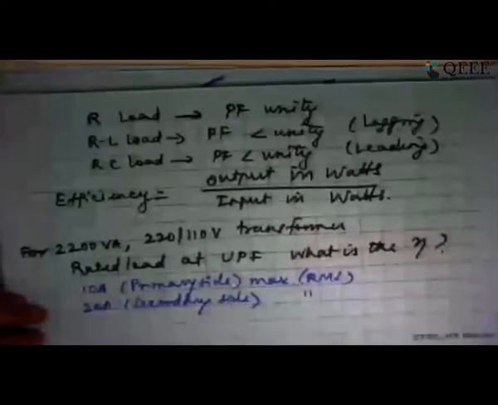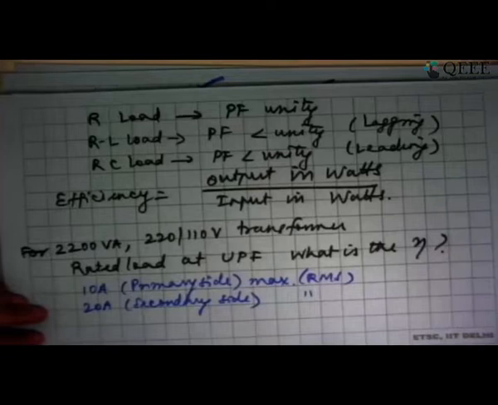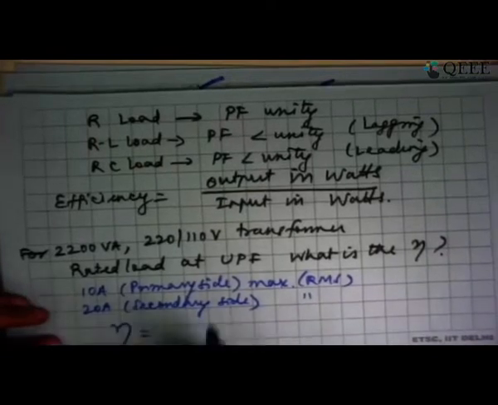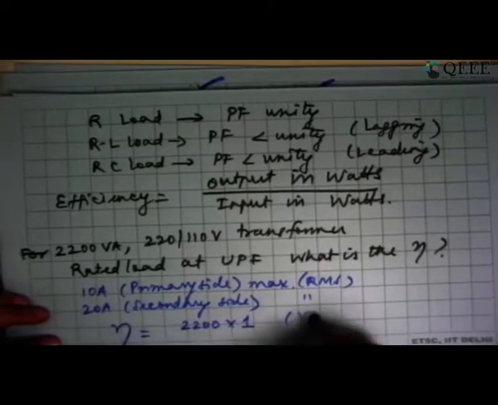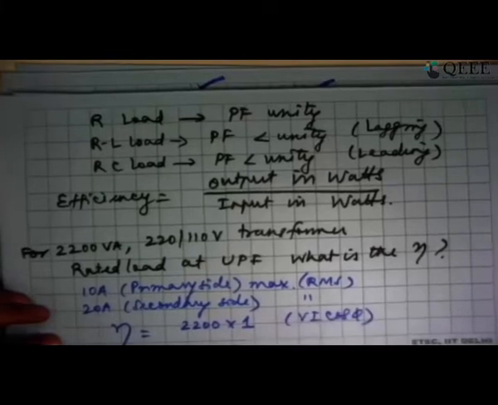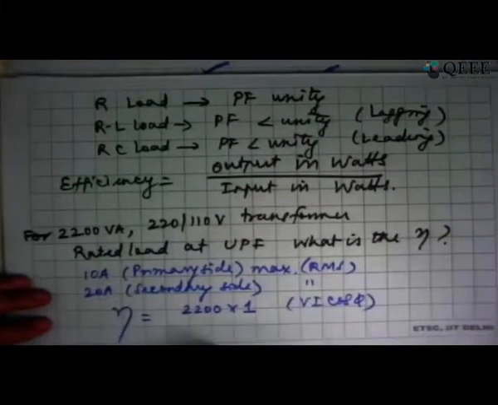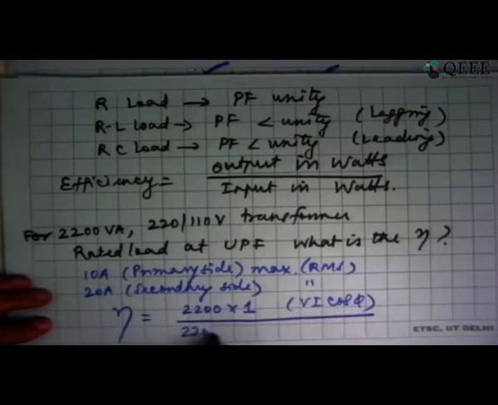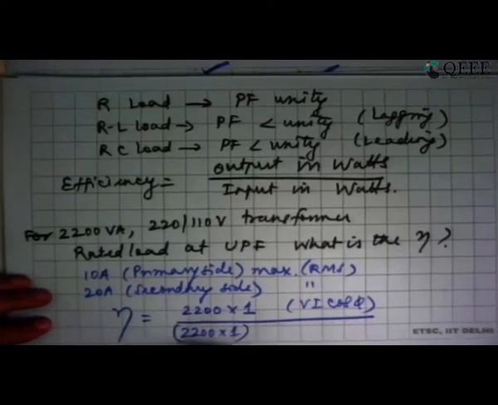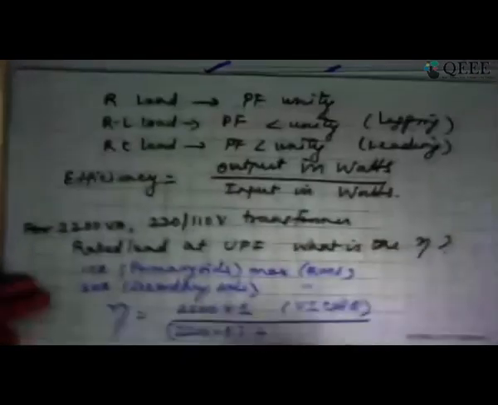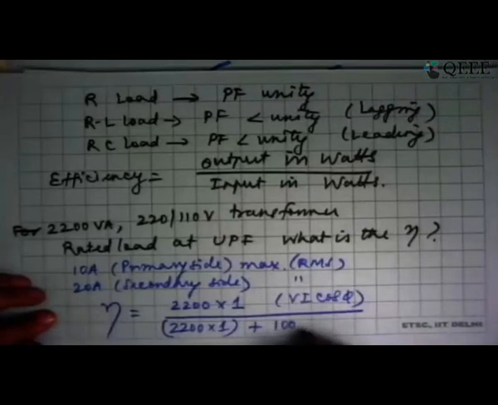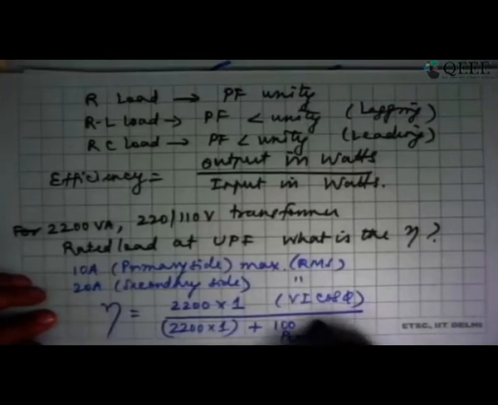So now to go back to the calculation of efficiency, I can say basically that at unity power factor, 2200 multiplied by 1, which is VI cos phi, is the output power. Now input will be 2200 multiplied by 1, that is output, plus losses. Losses I think we said as 100 watts for core loss and 150 watts for copper loss.